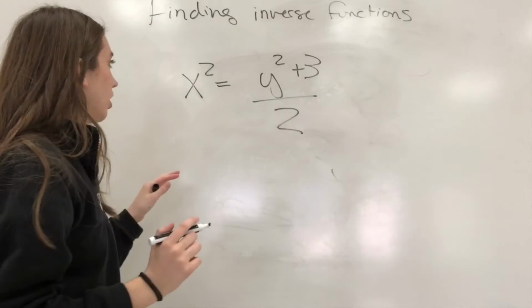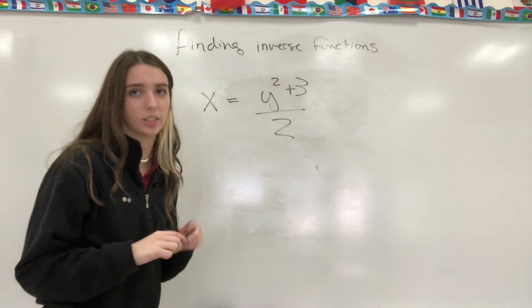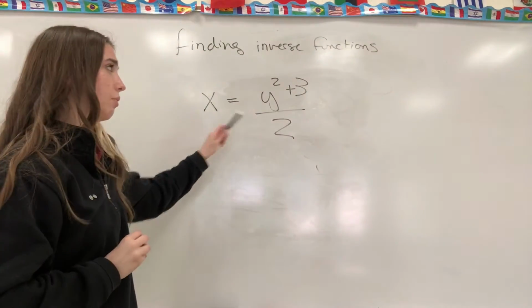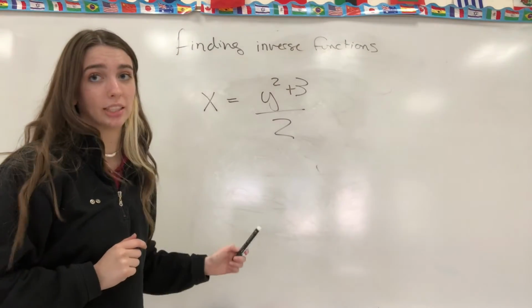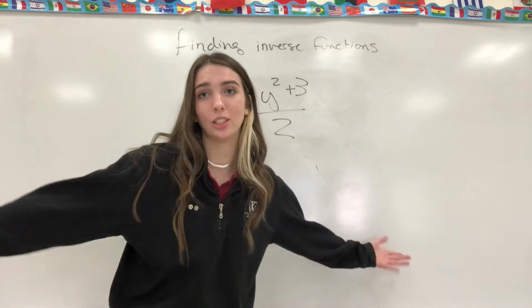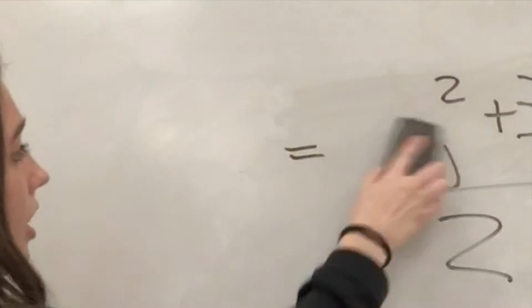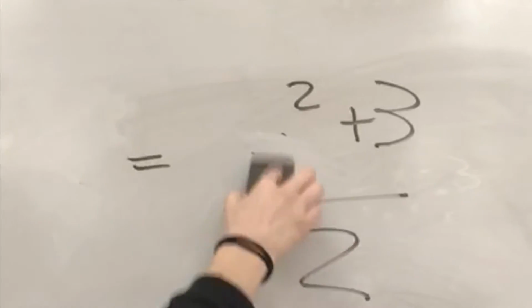Oh, wait, no. And it looks a little funky to us, right? Because we're not used to seeing the x by itself. We're used to seeing a y by itself, right? Well, that's great, because we're about to switch the x and the y. I know, seems kind of crazy, right? But that is how we get the inverse function.